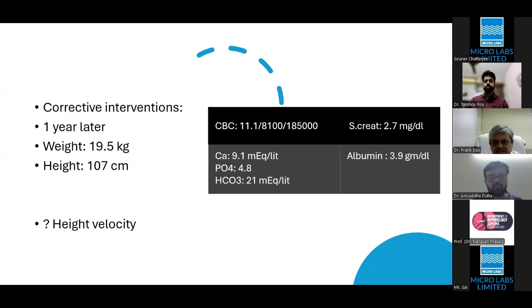So what are the things that have been corrected and what is not corrected? The serum creatinine has increased, the bicarbonate is corrected, weight has increased, but height has not increased that much. The height was 102 centimeter, it is 105 centimeter now. The child is still in growth failure. What is the height velocity of this child?